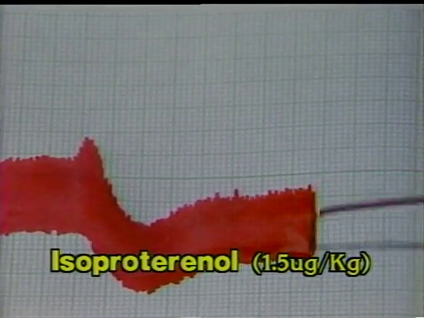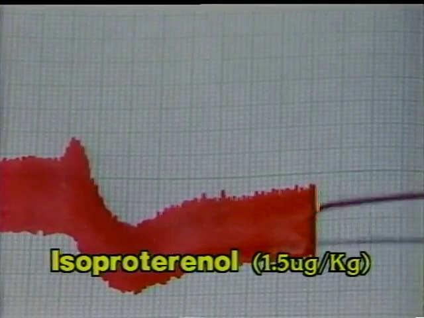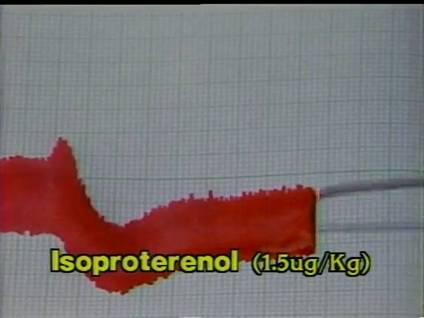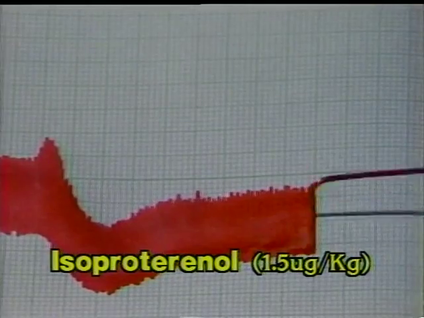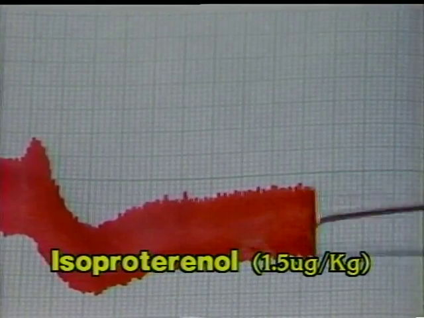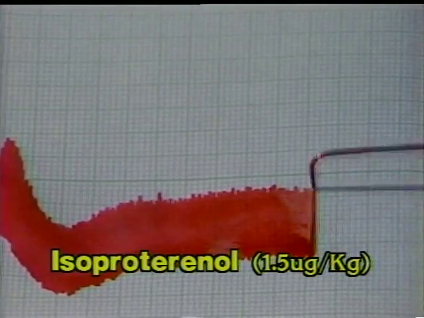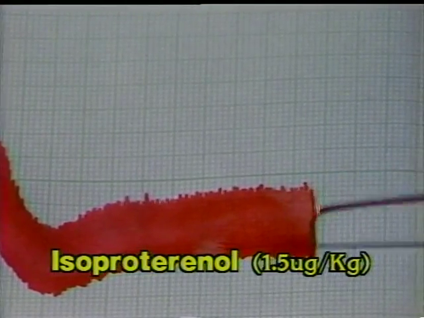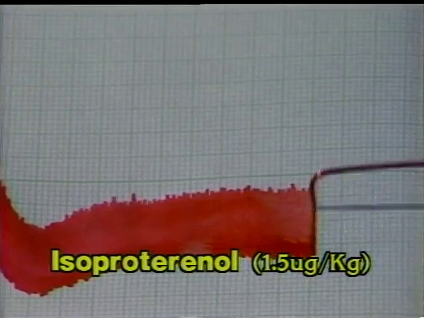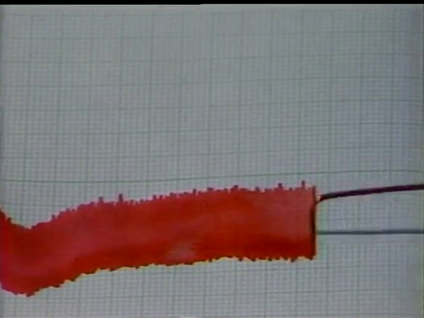The marked increase in heart rate is due initially to the effect of isopropyl norepinephrine directly on the heart, as well as the reflex effects in trying to compensate for the beta-2 mediated decrease in blood pressure.